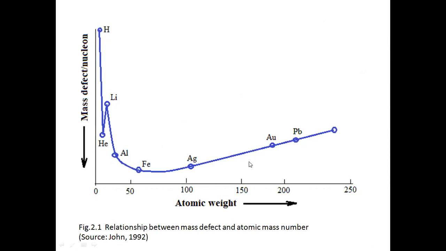So this is the relationship between mass defect and atomic mass number. As you can see, on our y-axis we have the mass defect per nucleon, and on the x-axis we have our atomic weight. With increasing atomic weight, from around 50 going up, you see there's a rise now. So as you are increasing your weight, what happens to the defects? They also begin to increase. While here is a drop for aluminium somewhere there.